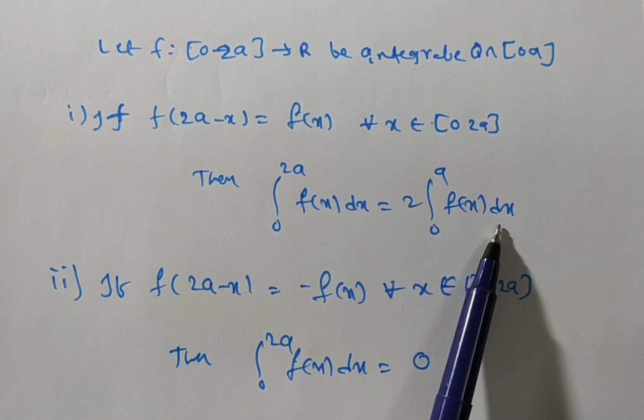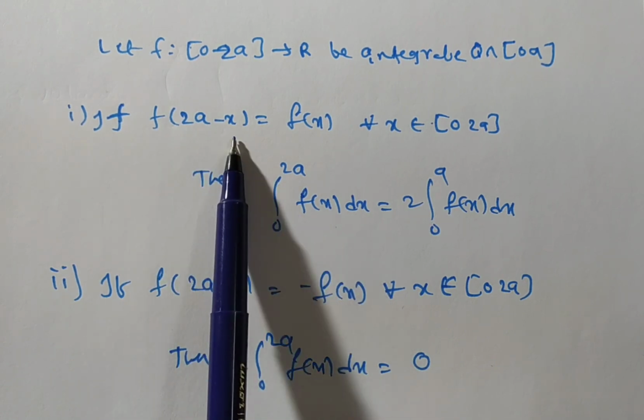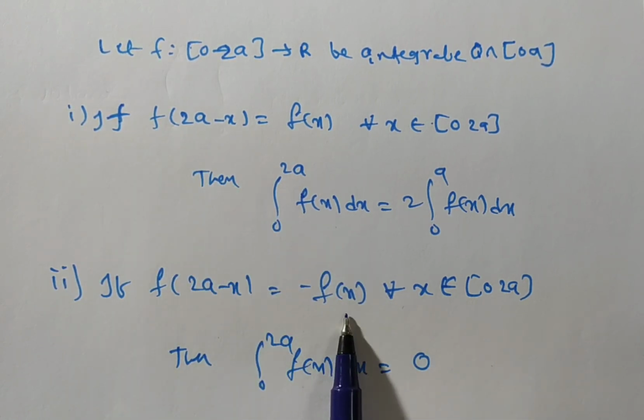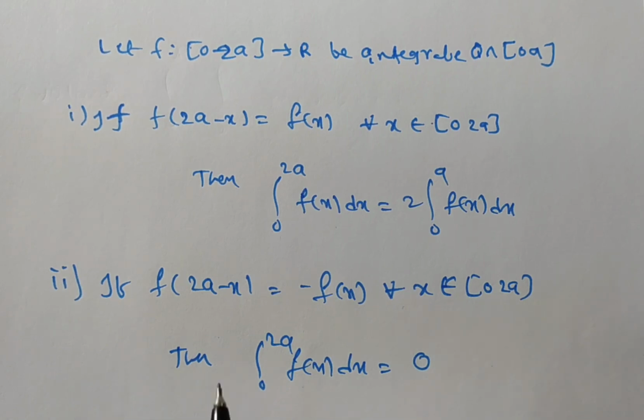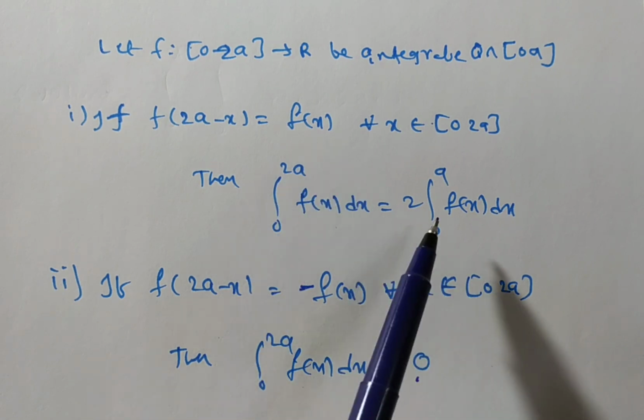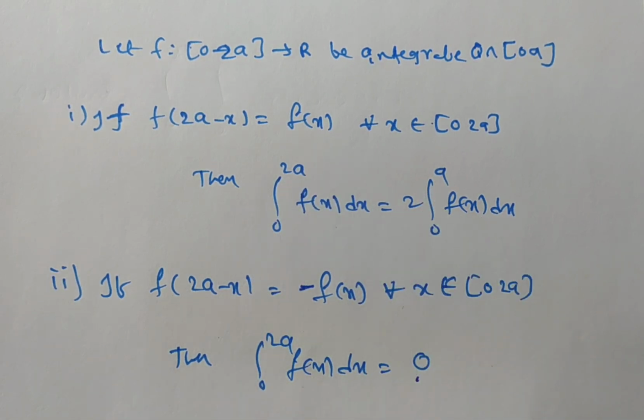This is the first case. Another case: f of 2a minus x is minus f of x, for all x belonging to 0 to 2a. If minus f of x comes, then directly you write down 0. If only f of x comes, then write down 2 times the integral from 0 to a of f of x dx.